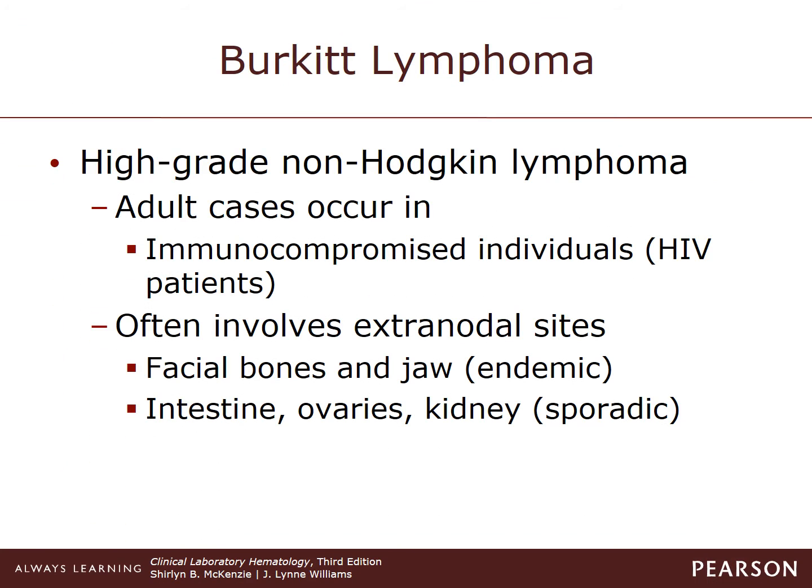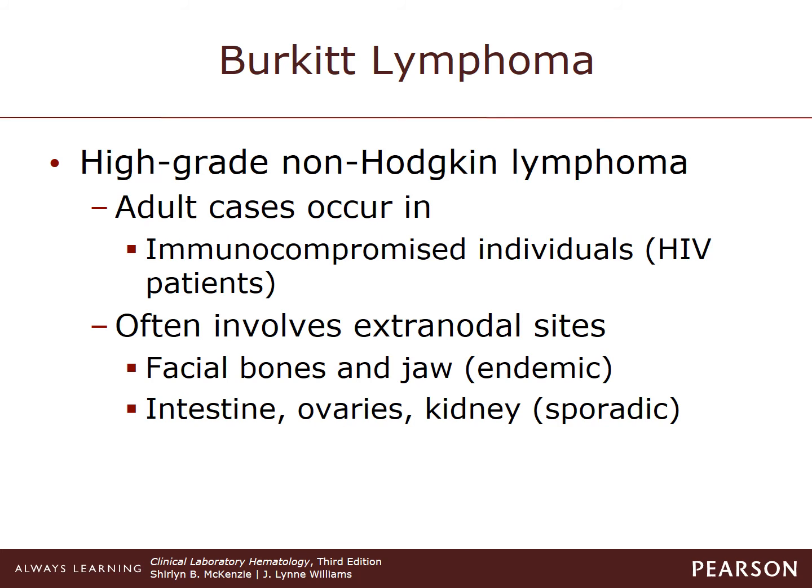Burkitt lymphoma is another high-grade B-cell non-Hodgkin's lymphoma with a high incidence in Africa and represents about 1/3 of all pediatric lymphomas outside of Africa. Most adult cases occur in immunocompromised individuals, such as those affected by HIV. They can often affect extranodal sites, and they can involve the facial bones, jaw, and kidney.